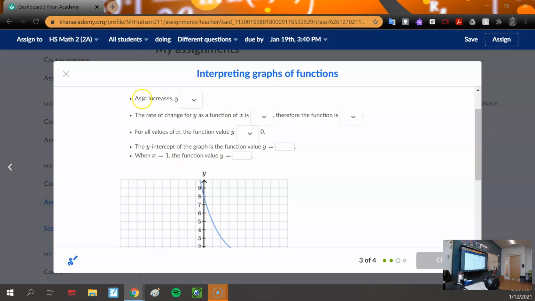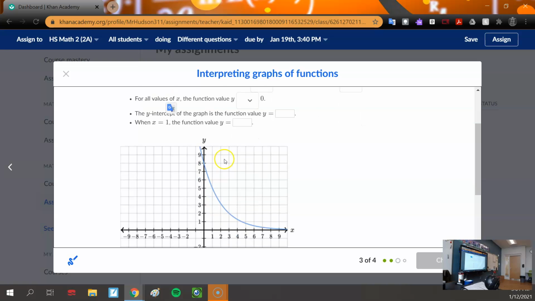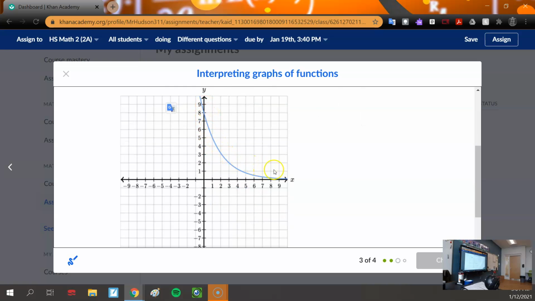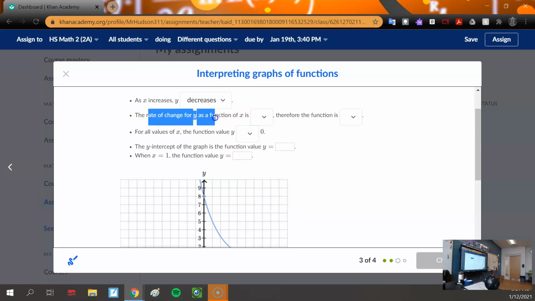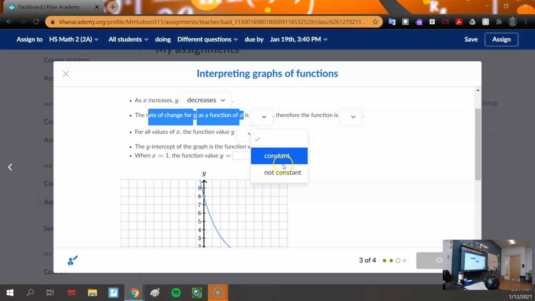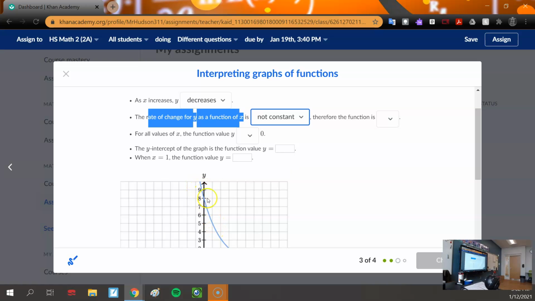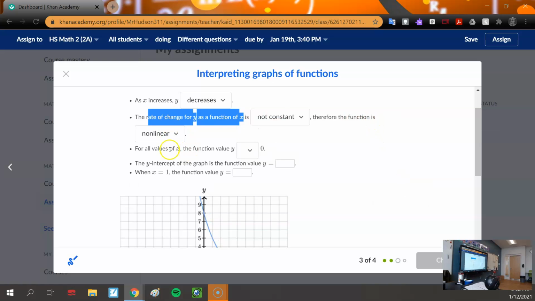All right, so this is a good one. As x increases, what happens with our y? Decreasing. It's going down. It changes how quickly it goes down, but it's decreasing. The rate of change for y as a function of x is, no, it's not constant. It is changing. We can see it's curved, right? Curve means things change. Therefore, we are nonlinear.